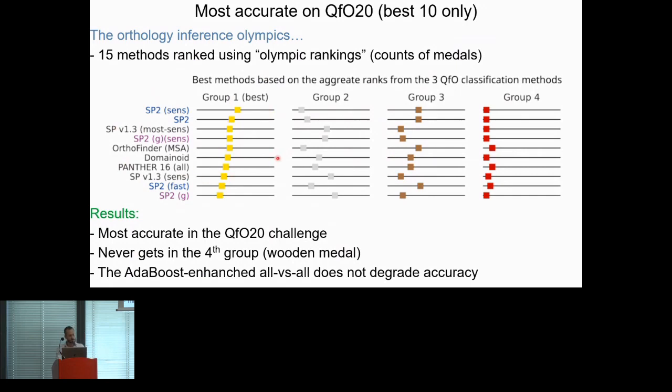What I like about this figure is especially this part in here. This purple one is SonicParanoid2 using only the graph-based approach, not the domain-based. And this one is the previous version of SonicParanoid. So that means that these are comparable, and our way to reduce the alignment time doesn't affect the accuracy at all, which is a good thing.